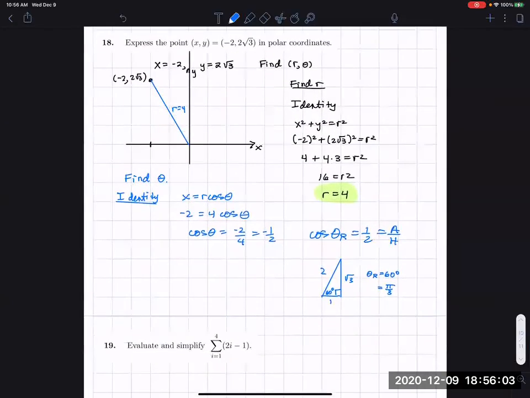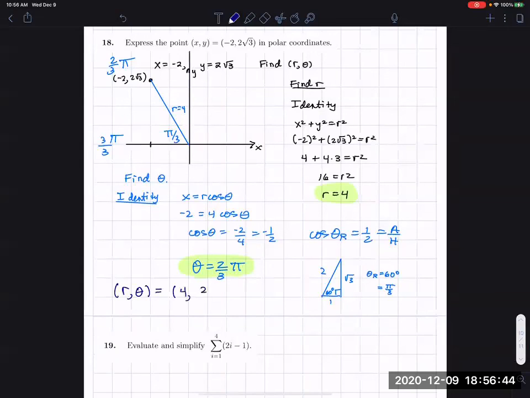And now we can pop into our picture over here. Here's pi over 3. So if this is pi, that's 3/3 pi minus pi over 3, and that gives up here 2/3 pi. So theta equals 2/3 pi. It's important that we know that the terminal side of theta lies in quadrant 2, because cosine of 4/3 pi is also -1/2. So I can write down r, theta is equal to 4, 2/3 pi.